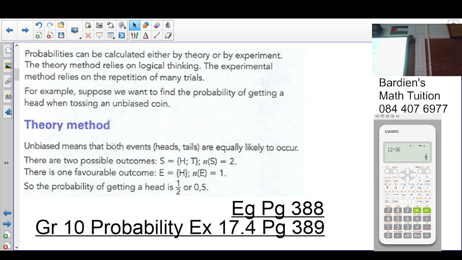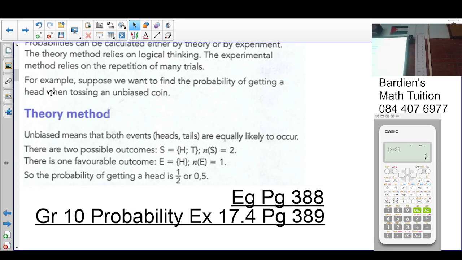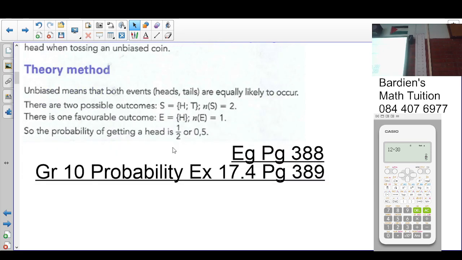The theory method relies on logical thinking. The experimental method relies on repetition of many trials. Trials is basically flipping the coin or rolling the die. For example, suppose you want to find the probability of getting a head when tossing an unbiased coin. What does unbiased mean again? Fair. Theory method: unbiased means that both events, heads and tails, are equally likely to occur. There are two possible outcomes, heads or tails, so the number in the sample space is 2. There is one favorable outcome, 1 for heads, or 1 for tails as well.